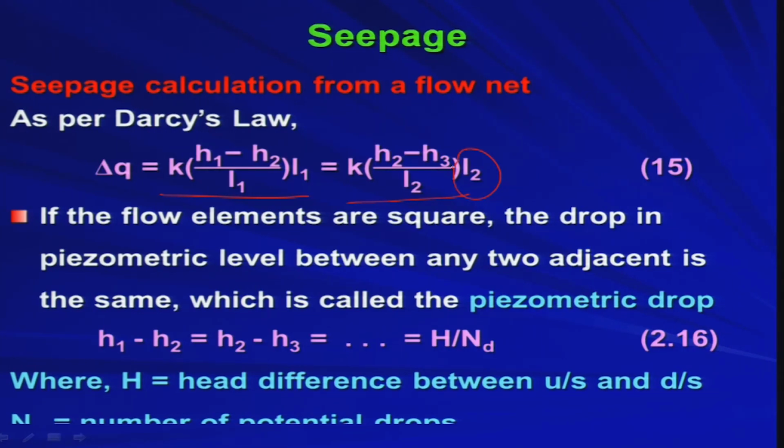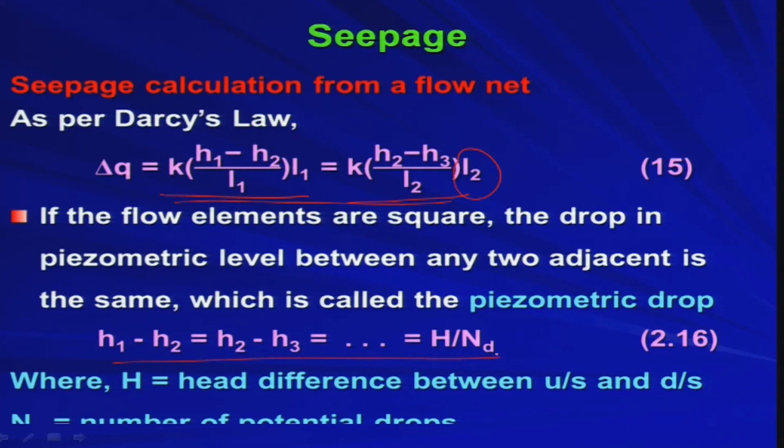So, if the flow elements are square, the drop in piezometric level between any two adjacent equipotential lines is the same, which is called the piezometric drop. Please try to understand. If you satisfy this equation, then h1 minus h2 must be equal to h2 minus h3, must be equal to h3 minus h4 and so on.